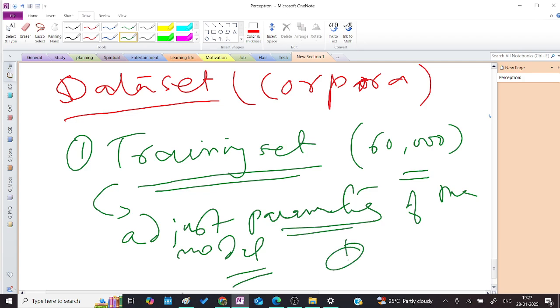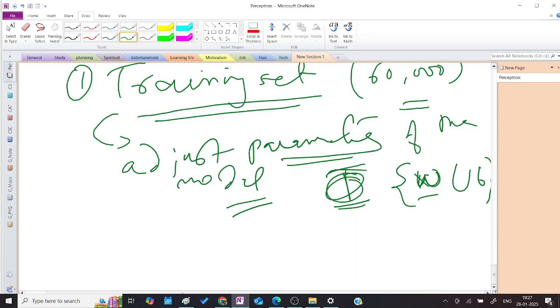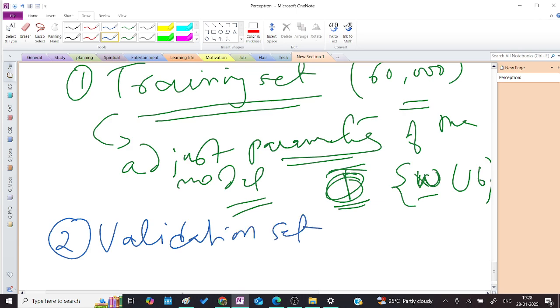By parameter, what do I mean? The capital phi, which is the union of the weight vector and the bias b. The next thing I want to say is the validation set, that is also known as the development set.